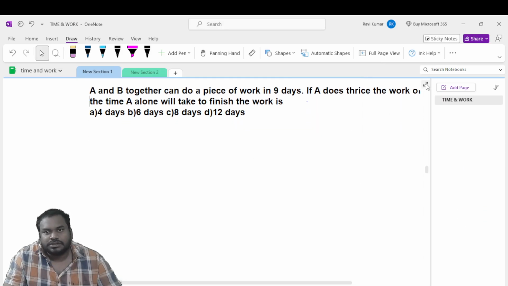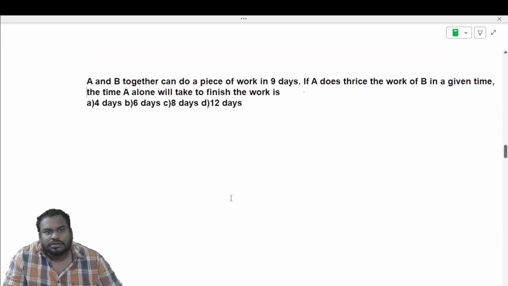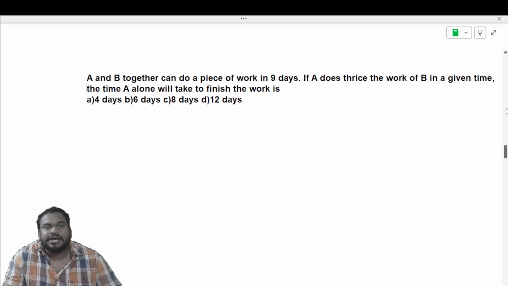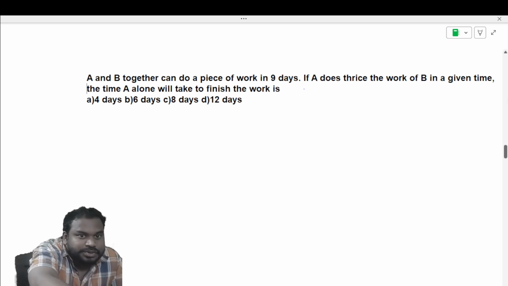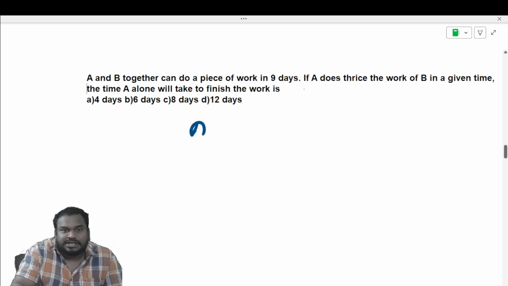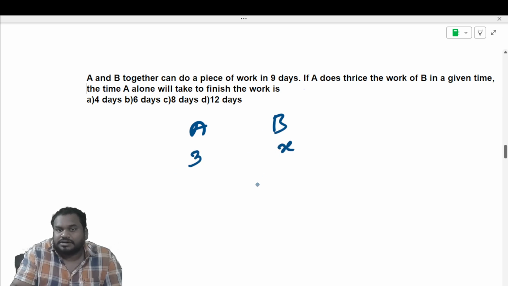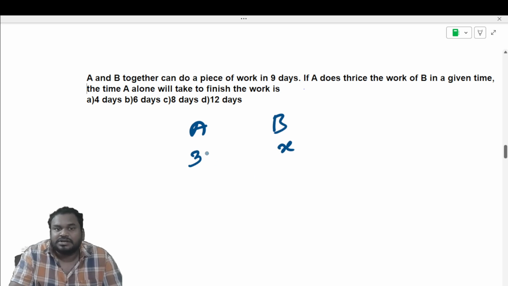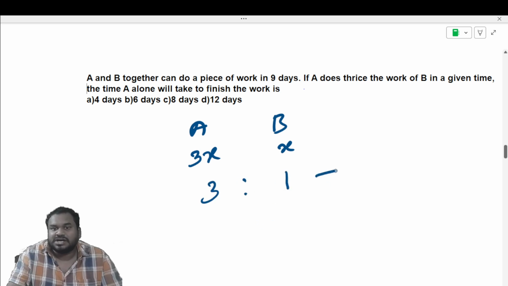Next question. A and B together can do a piece of work in 9 days. A does thrice the work of B in a given time. It means if B does X amount of work, then A does 3X amount of work. It means 3:1 is their efficiency.